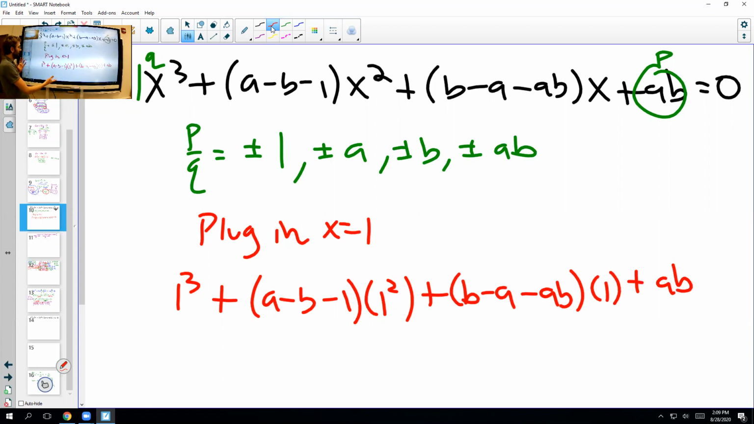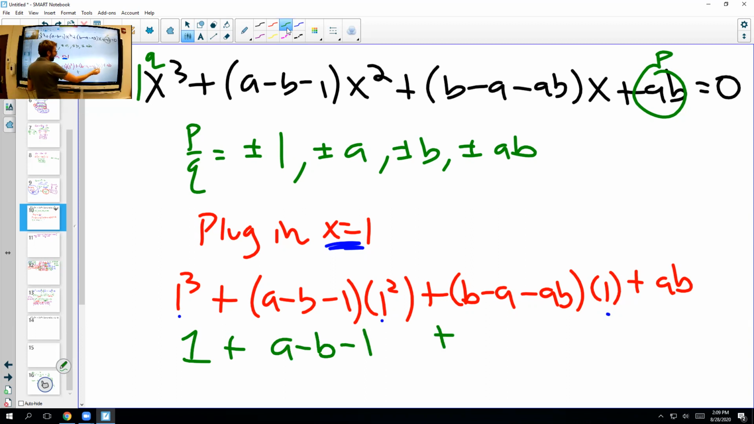I can't plug in anything for A and B. Those are unknown at this point, but I can plug in for X, just guess, right? So that's what I did. I plugged in 1 here, here, and here. And now I get this kind of long expression, but I think actually this is all going to work out nicely. So 1 cubed is 1. 1 squared is 1, and 1 times anything is itself. So this is just a minus b minus 1. Same thing here: 1 times something is itself. So it's b minus a minus ab plus ab.